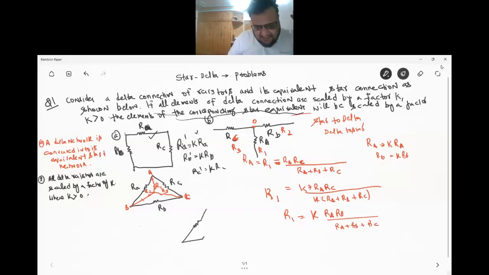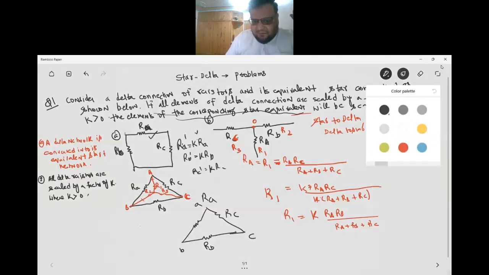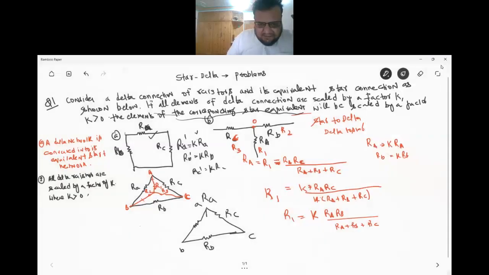So just consider this as RA, RB, and RC. This resistance is RA, this is RB and RC. This is in my delta network, and this is my A, B, and C. Just extrapolate here the star resistors. I'll just put them as R1, R2, and R3.